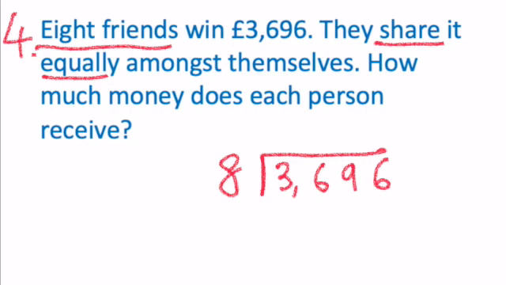£3,696 between 8 people. 8 goes into 3, it doesn't. So we carry the 3. 8 goes into 36 4 times because 8 times 4 is 32. So that leaves a remainder from 36 take away 32. It leaves a remainder of 4. So how many times does 8 go into 49? Well, 6 times 8 is 48. So it goes in 6 times with the remainder of 1, and 8 goes into 16 2 times. That's nice and easy. So each friend gets £462.